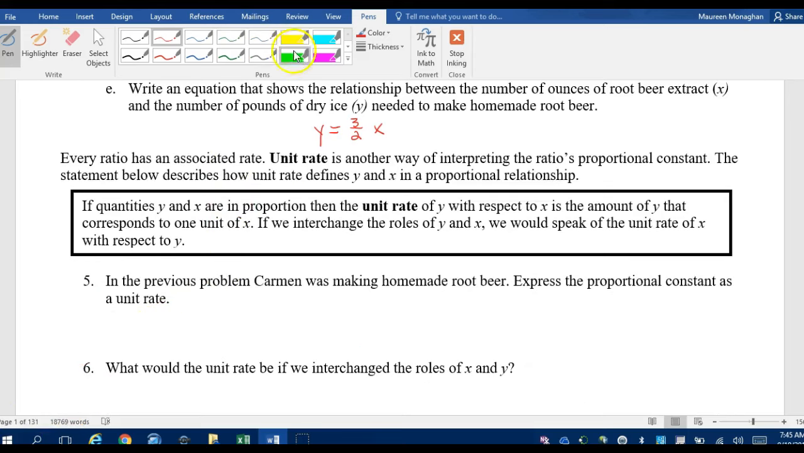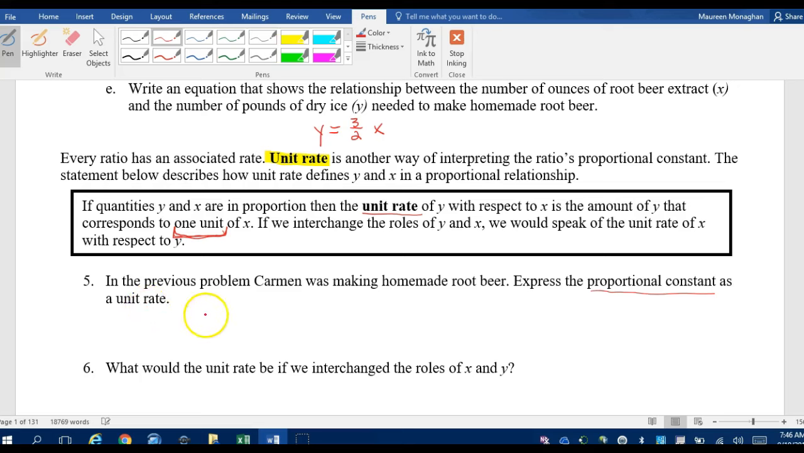We're going to take this a step further now. We're going to relate the proportional constant to the unit rate. You recall from 6th and 7th grade that the unit rate is when you talk about one item to one of the other. The unit rate of y with respect to x is the amount of y that corresponds to 1 unit of x. There's where it's important: your x can only have 1 unit. In the previous problem, Carmen was making homemade root beer. Express the proportional constant as a unit rate.